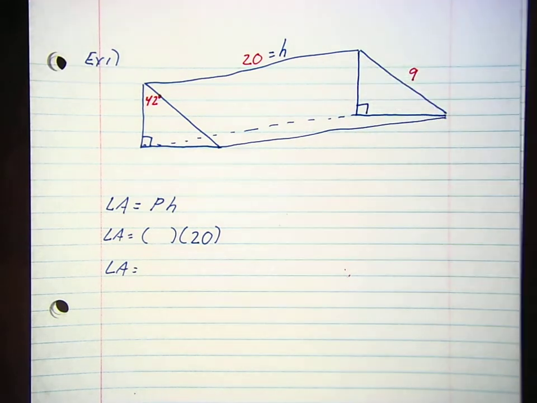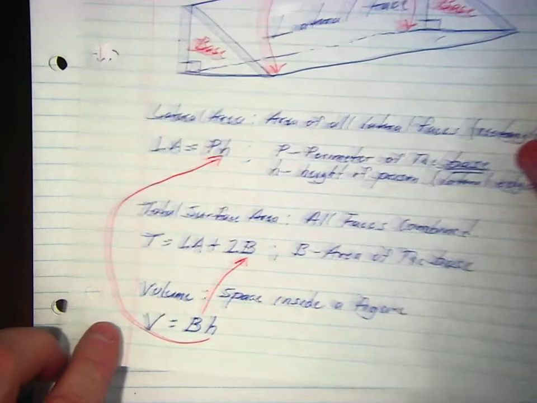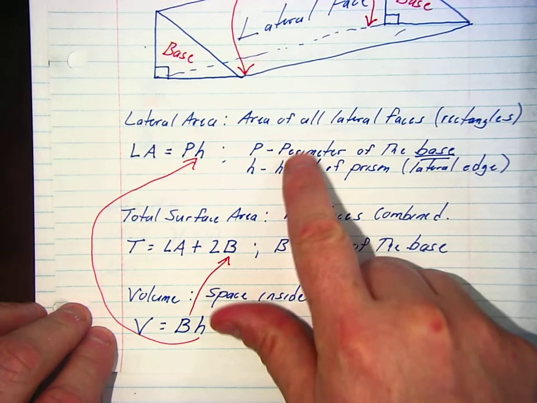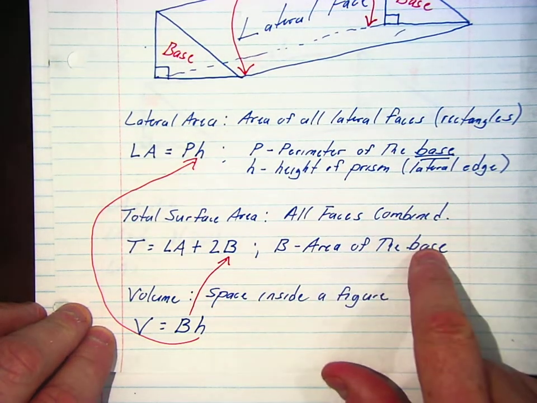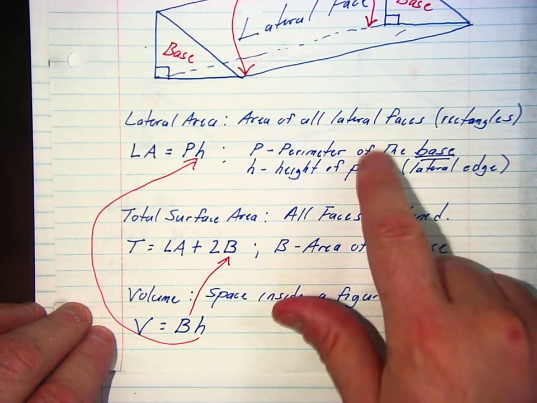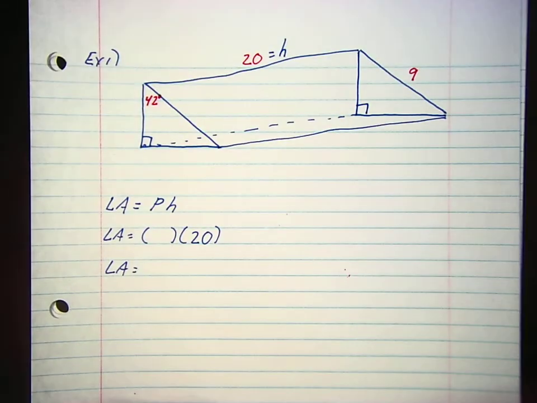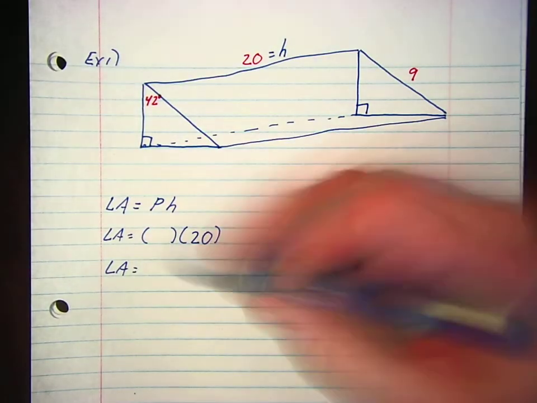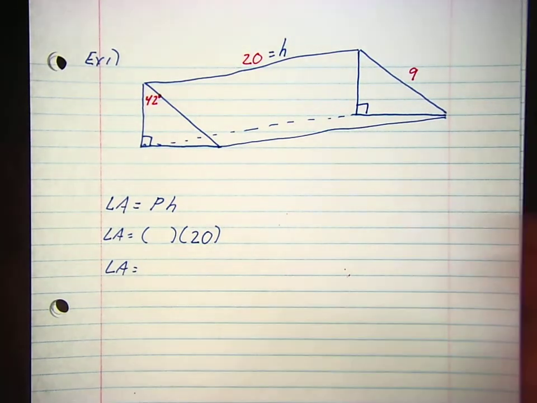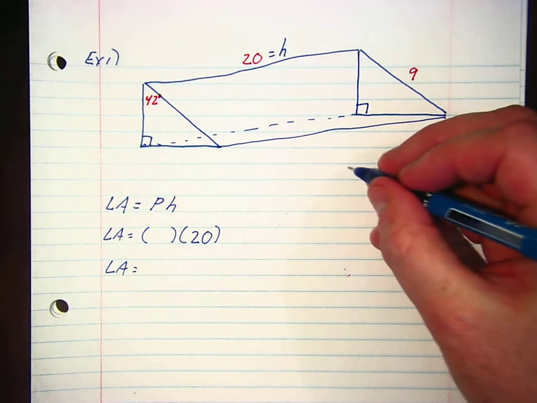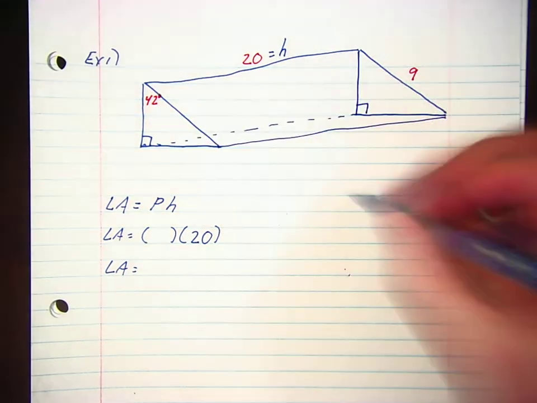Because if you look at your formulas, you're going to have to do two different things with the base. You're going to have to find the perimeter of the base, and you're going to have to find the area of the base. So what I want you guys to do is redraw just the base. So nothing else but the base, because then it'll be easier to see only the measurements that matter. So in this problem right here, the right triangle is the base.